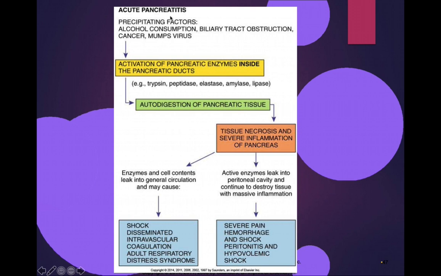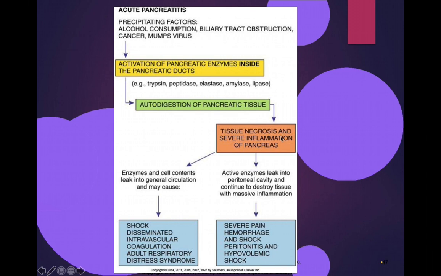So you have this acute pancreatitis. There are some precipitating factors like alcohol, biliary tract obstruction, cancer, the mumps, and the activation of the pancreatic enzymes inside the pancreatic ducts. So what are some of those pancreatic enzymes? You have lipase that breaks down lipids. You have amylase that breaks down starch. You have trypsin, peptidase, elastase, and you get this autodigestion of the pancreatic tissue from its own enzymes.